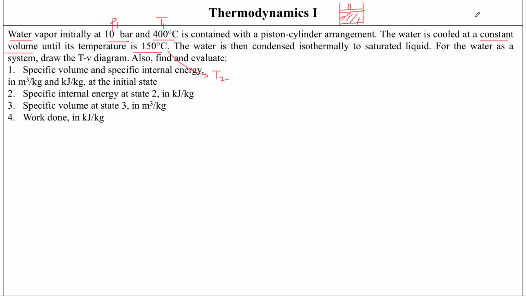And because it's being cooled at a constant volume, what that means is that V1 is equal to V2. Specific volume is the same. And what other information do I have? Then the water is being condensed isothermally to a saturated liquid. So that means that T2 is going to be equal to T3, until the water becomes a saturated liquid. Okay, so that's one major condition that is given to you, that at state 3 you've got a saturated liquid.